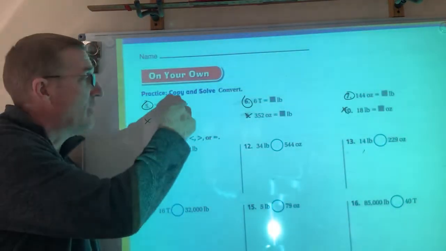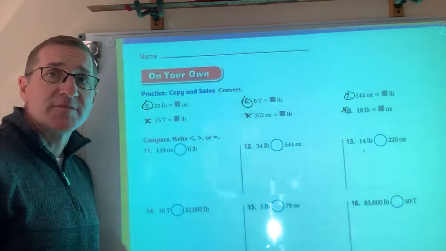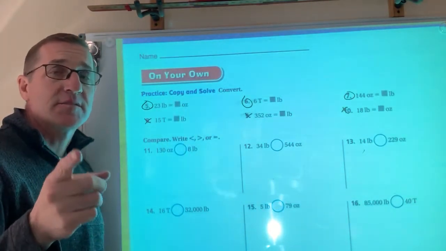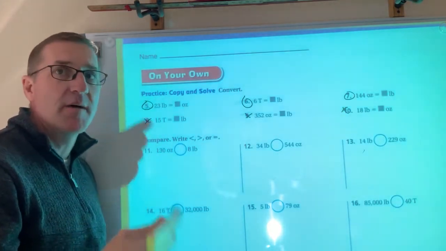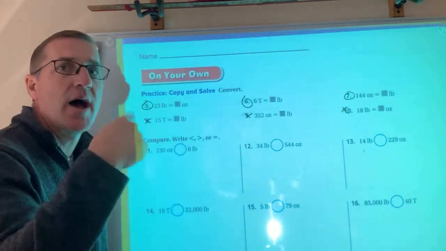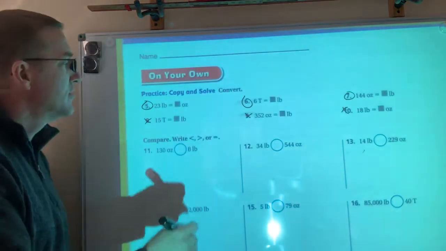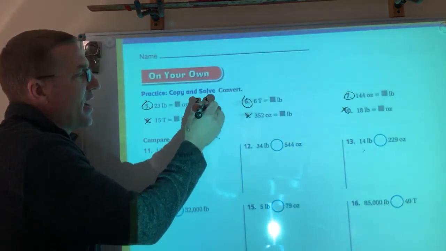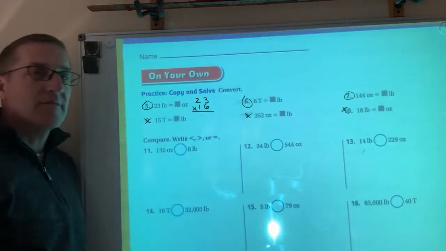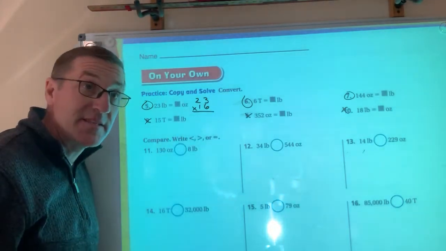So I'm going to go from pounds to ounces. Ounces are smaller, so I need more of them. Smaller, I need more, so I multiply. So I'm going to take my 23 times 16. Right? I told you you have to be good at multiplying 16s.